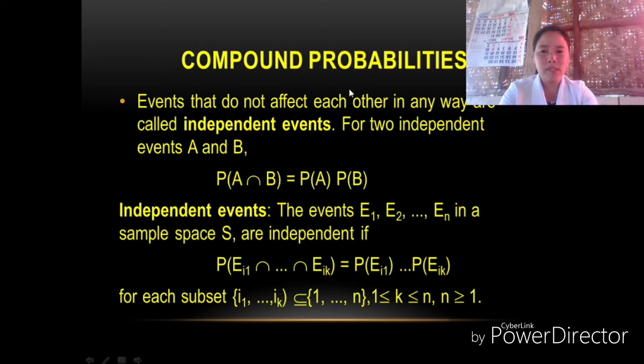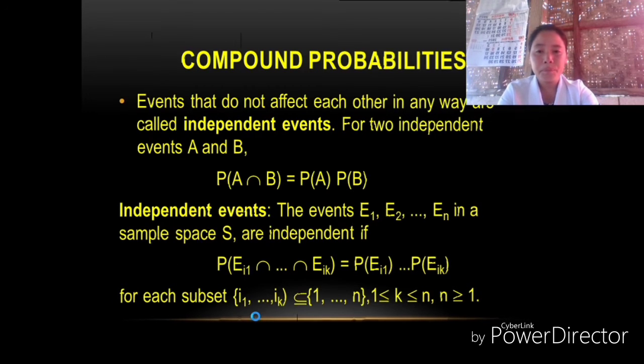Compound probabilities. Events that do not affect each other in any way are called independent events. For two independent events A and B, this is the formula for independent events. The events A sub 1, A sub 2 to A sub n in a sample space are independent if this formula holds for each subset.